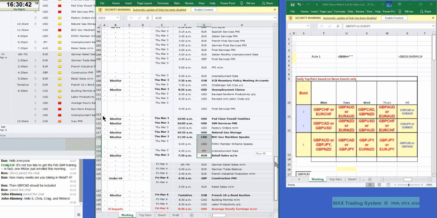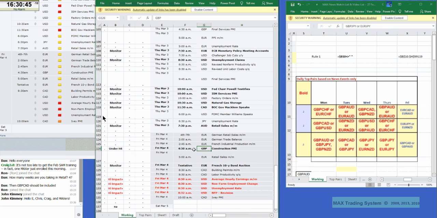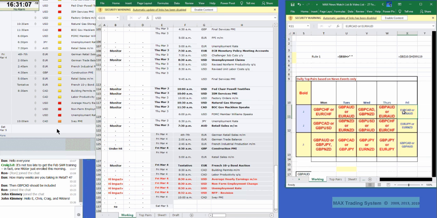Only that we don't take the monitors, if anybody's wondering. And we've got the pound on Friday, and the non-farm payroll, US dollar. And the US dollar comes here and here. So we will have the pound US dollar or euro US dollar.